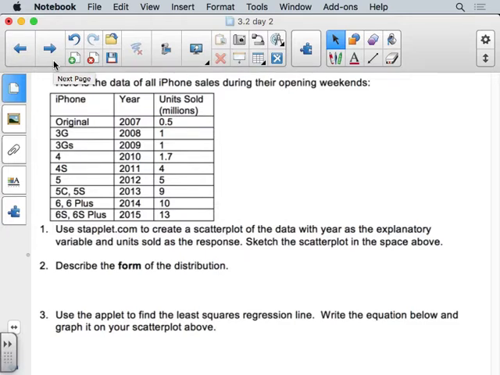So this first page, 1 through 8, you're going to use by doing the Statlet. Someone in your group or both of you can go through it. We're going to go to Statlet, put in our units, and follow 1 through 8. So try that out.